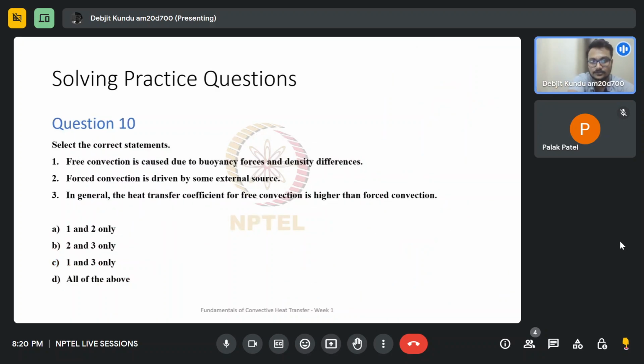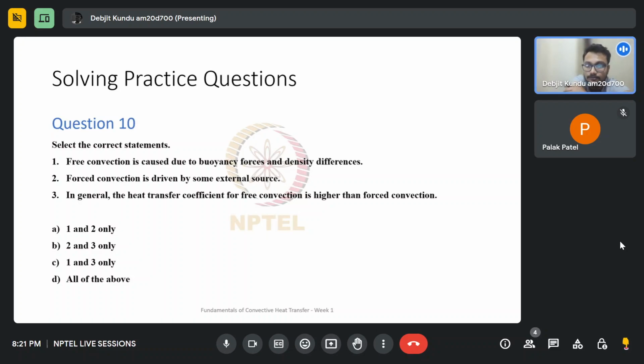This is the last question from my end. So we have to select the correct statements now. We have three statements over here, 1, 2, and 3. Statement 1 is free convection is caused due to buoyancy forces and density differences. Statement 2 is forced convection is driven by some external source. Statement 3 is in general, the heat transfer coefficient for free convection is higher than forced convection.